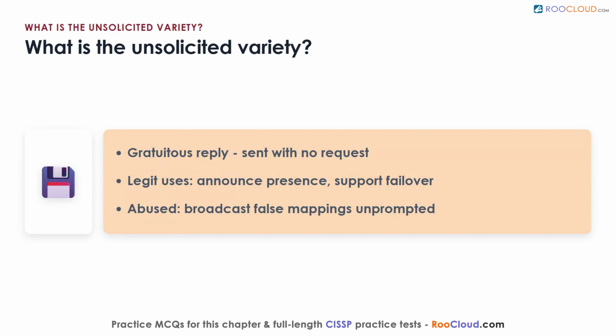What is the unsolicited variety of this attack? It is the gratuitous reply sent with no request behind it. Normally, a reply answers a query, but a device can also announce its mapping unprompted. That announcement has legitimate uses, such as announcing a device's presence or supporting reliable failover between redundant devices, but an attacker can abuse it, broadcasting false, unsolicited mappings to poison caches without waiting to be asked. Picture someone walking through an office, loudly redirecting deliveries to their own desk, whether or not anyone requested the update.